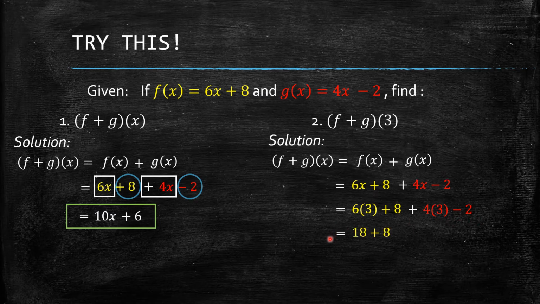Next is to simplify. So we have 6 times 3, that's 18, and then just bring down positive 8. Plus 4 times 3, that's 12, minus 2, bring down. Next, simplify. We will have 18 plus 8, that's 26, plus 12 minus 2, that's 10. And then add, we will have 36. And that is our final answer. Now take note, on this part, you can easily combine all the numbers.